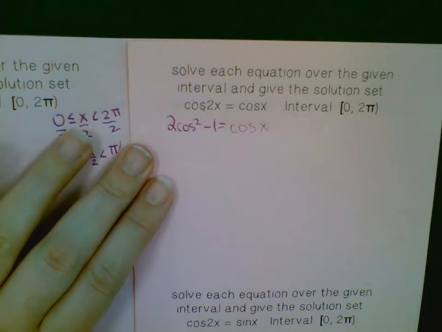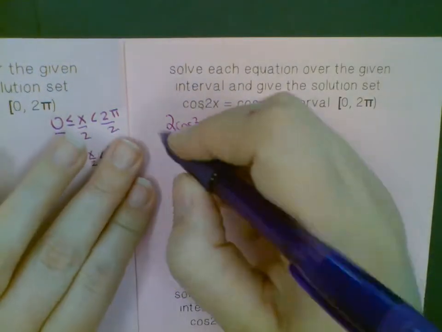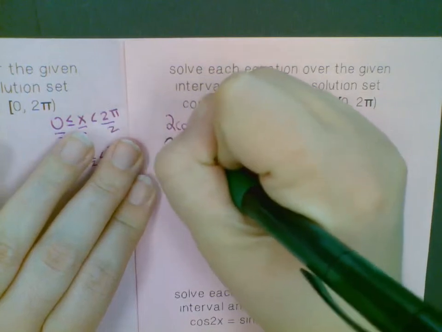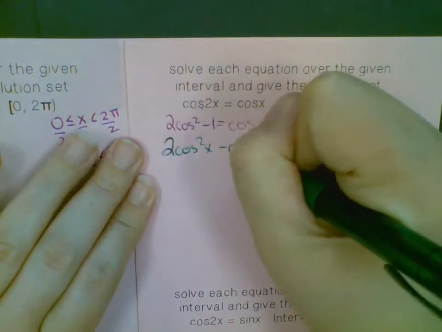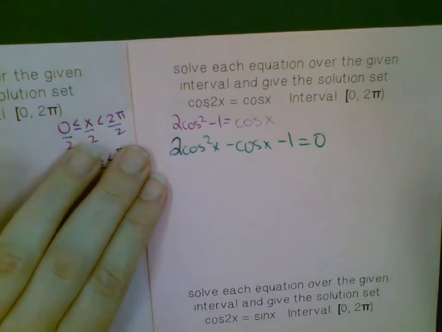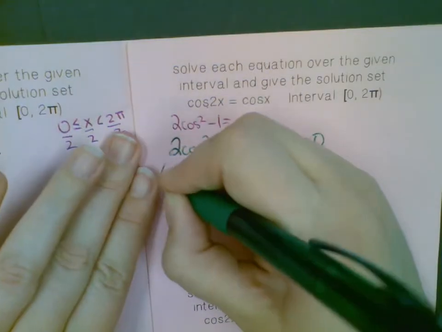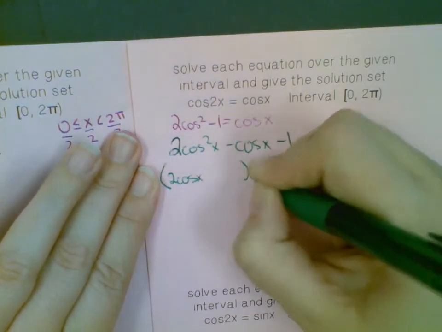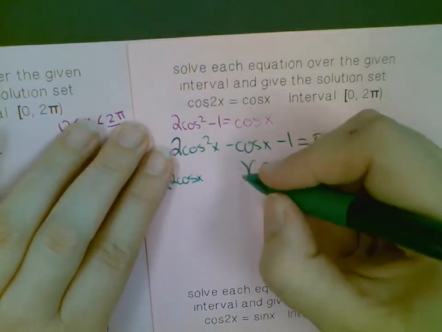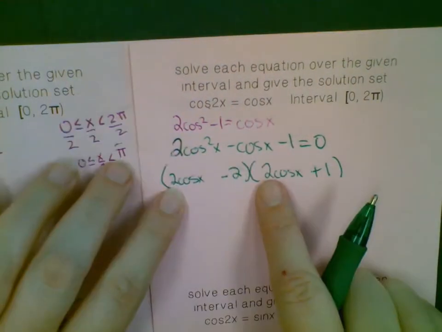So what would we do? Very good. Move everything over. So 2 cosine squared x minus cosine x minus 1 equals 0. So this is one where we have to factor. Factors of negative 2 that add to be negative 1 would be negative 2 and positive 1. Remember, we put the 2 in both of them.